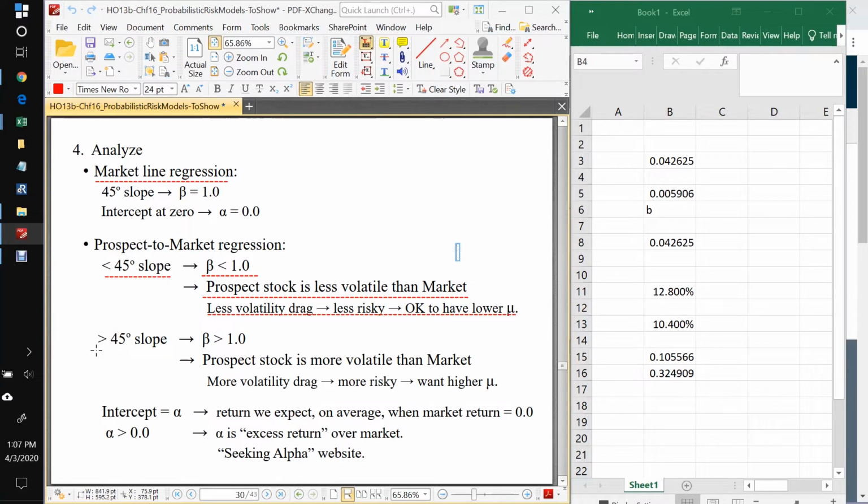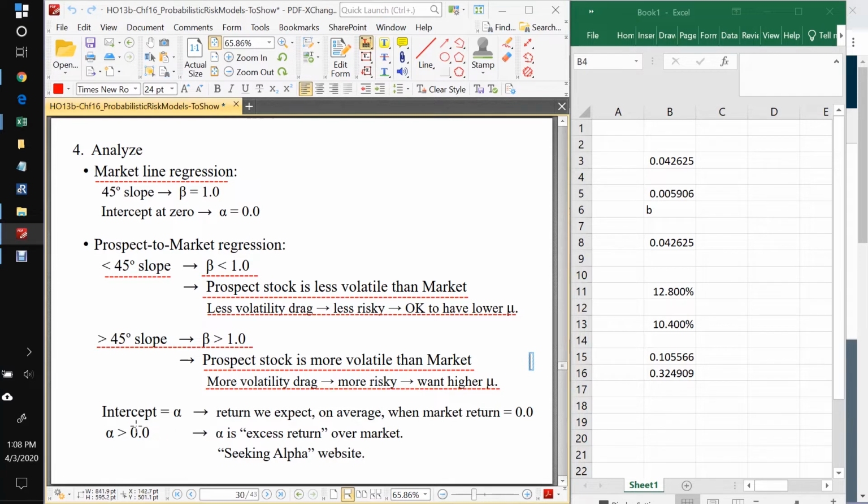So if we do our regression and we get a line that has a slope of more than 45 degrees, that means the slope beta is greater than 1. And our interpretation of that is that the prospective stock is more volatile than the market. And that, of course, means more volatility drag, more risk. And in that case, as a portfolio manager, we would want the stock to have a higher expected value.